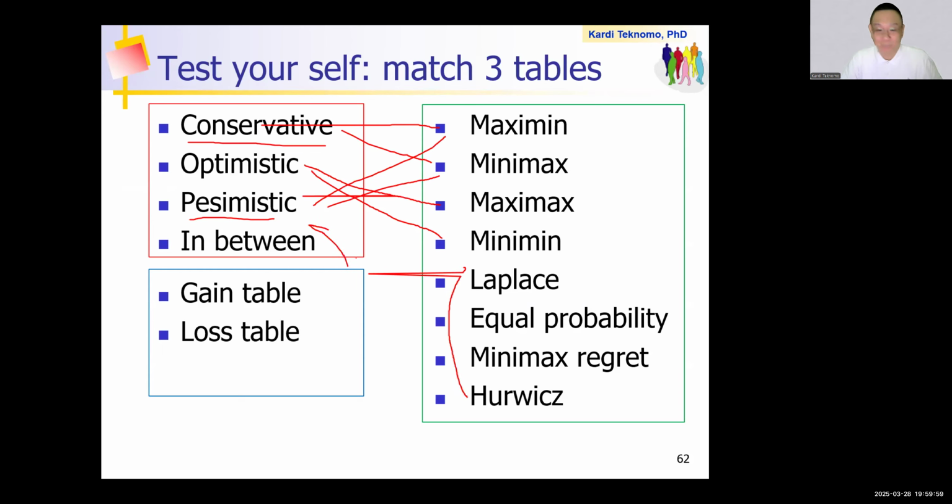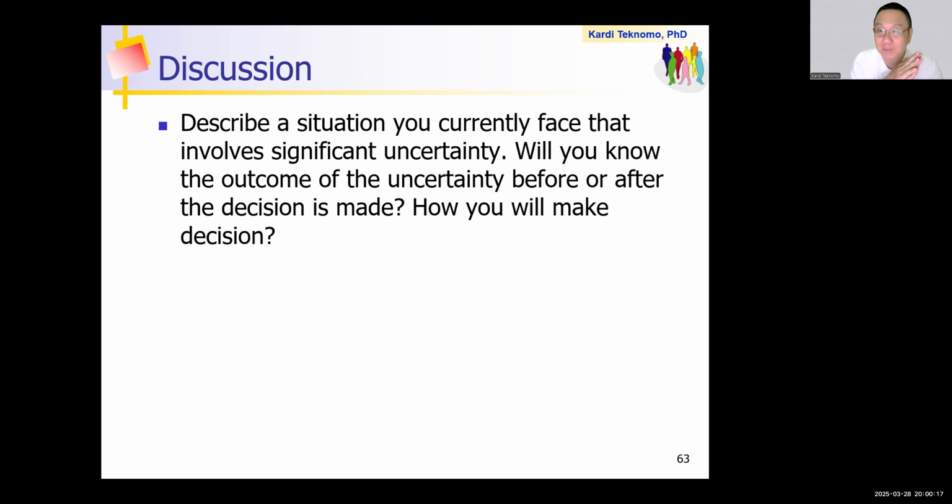So with this, please do the assignment, decision under uncertainty. If you want, you can discuss. What situation do you currently face that involves significant uncertainty? Will you know the outcome of the uncertainty before or after the decision is made? And how will you make the decision?